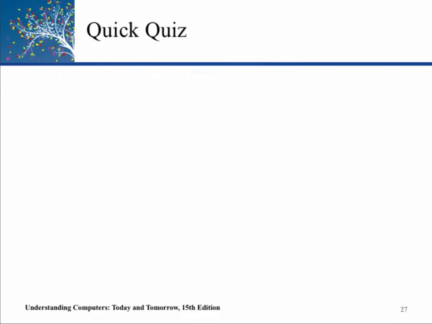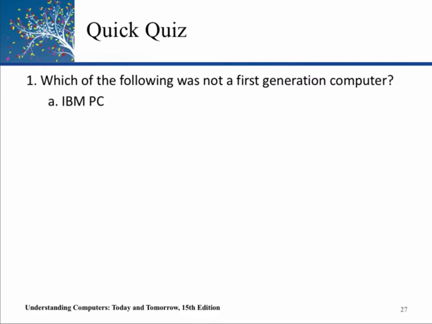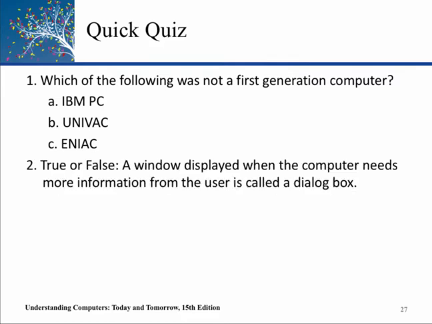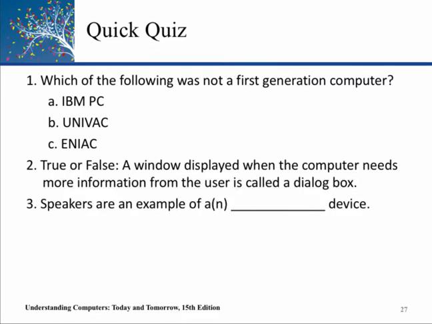So quick quiz. Which of the following was not a first generation computer? The PC, the UNIVAC, the ENIAC. Next question. True or false? A window displayed when the computer needs more information from the user is called a dialog box. And then finally, speakers are an example of a blank device. Take a moment to think about that.